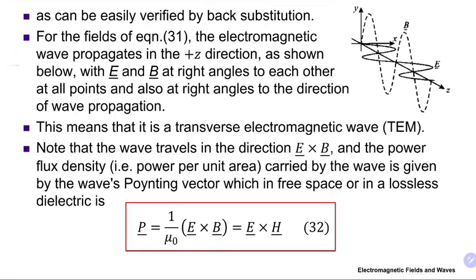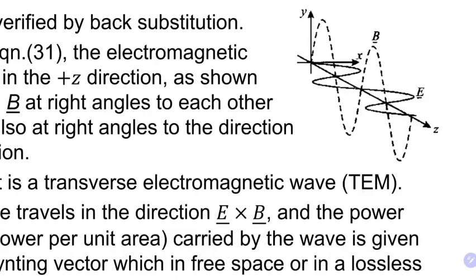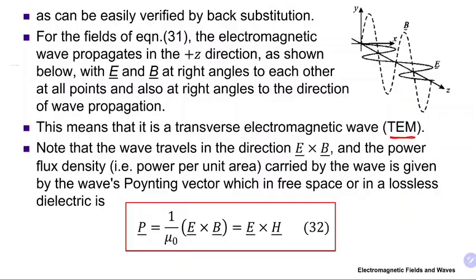And this is known as a transverse electromagnetic wave, or in short, a TEM wave, transverse electromagnetic. Which means that the electric field, the magnetic field, and the direction of propagation are all perpendicular to each other, or 90 degrees to each other. And this is for the wave propagating in the positive z direction.